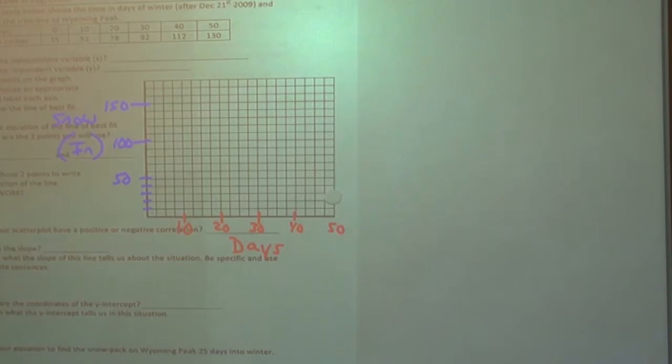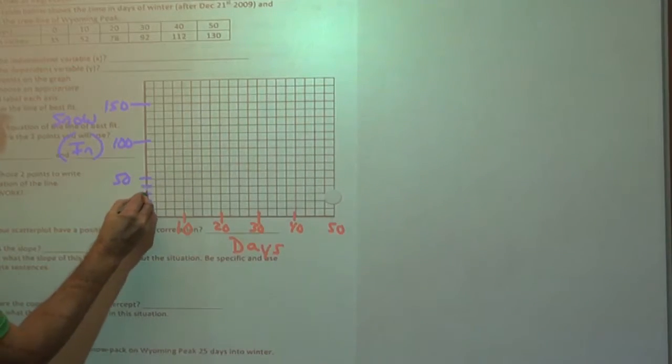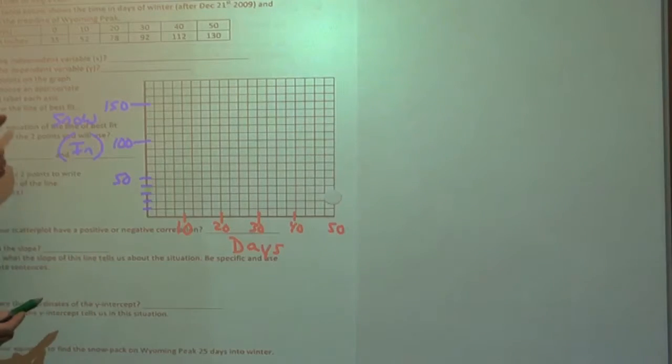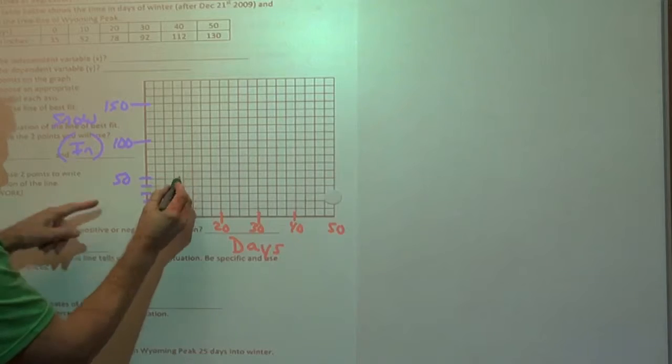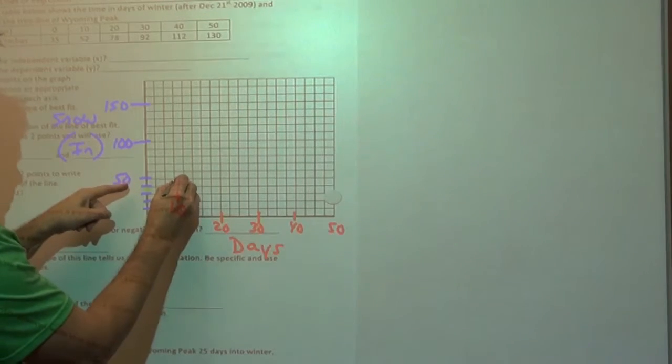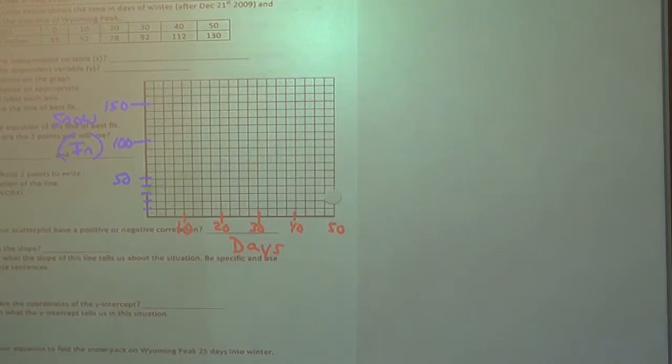Plot the points on the graph. So we got the point 0, 35. So let's use green for that. 0 and 35 is going to be about in there. Then we go, after 10 days, 52. So 10 days, we're up to 52. That's just a little bit above the 50. That's right about there.